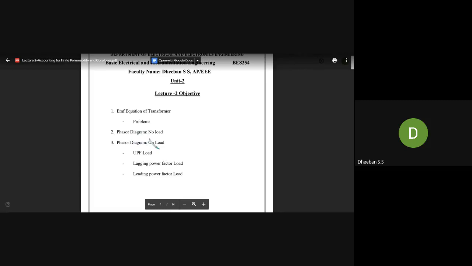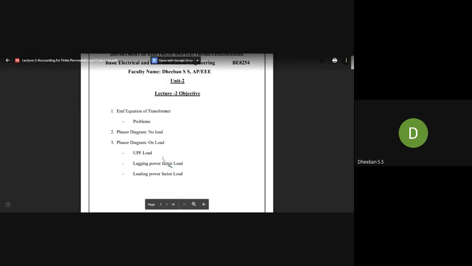This EMF equation we will be deriving. Also, we will be dealing with some problems. I think one example problem is covered with respect to this EMF equation in today's lecture, followed by the phasor diagram. I have already given a brief introduction to the phasor diagram. With respect to that, we will be continuing with the phasor diagram when the transformer is at no load condition.